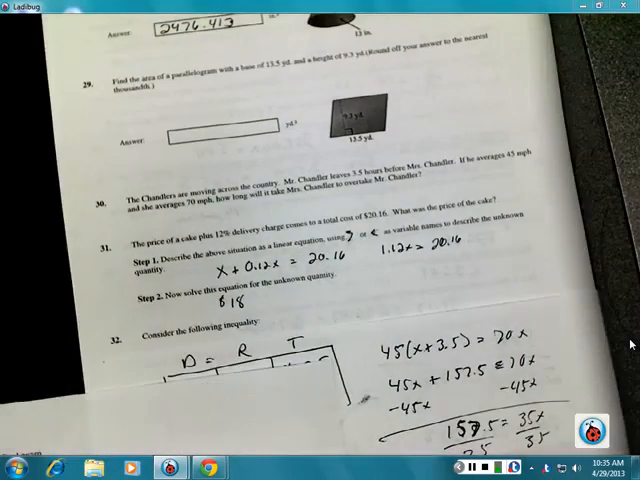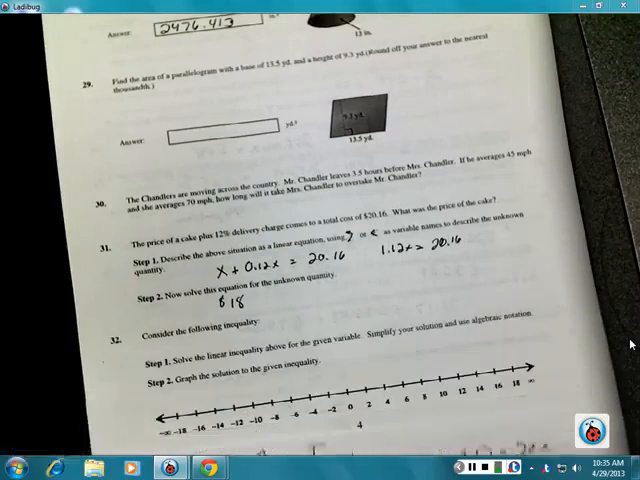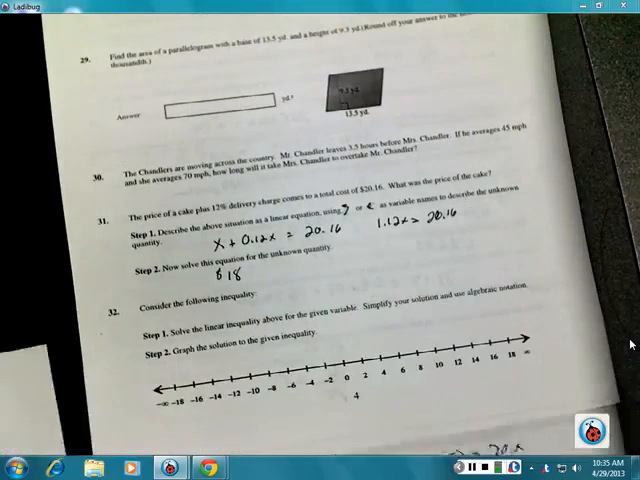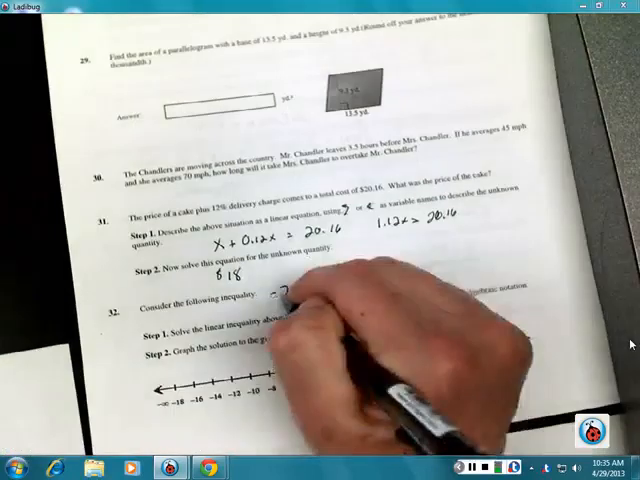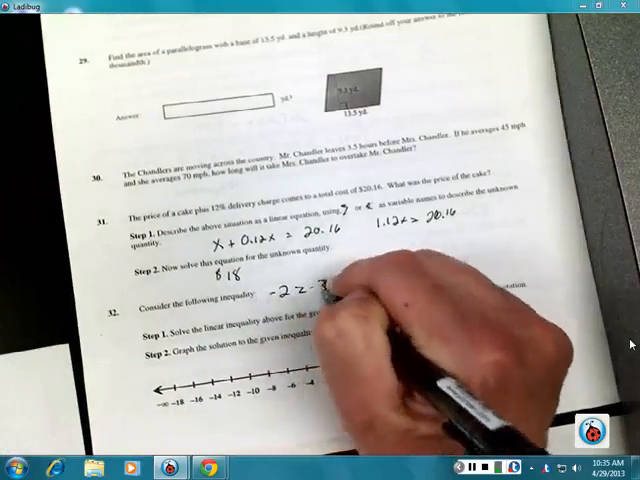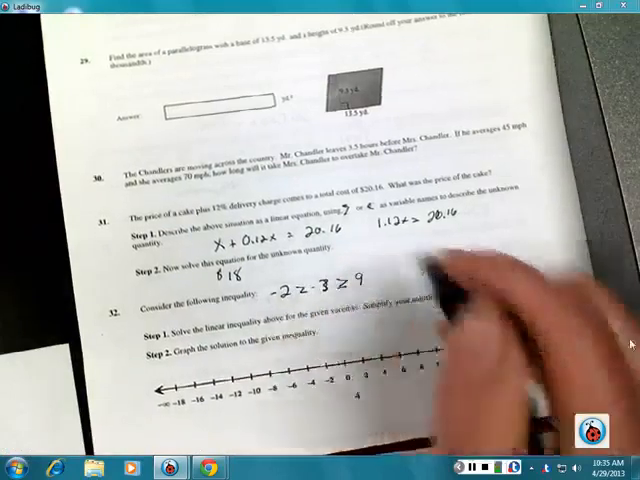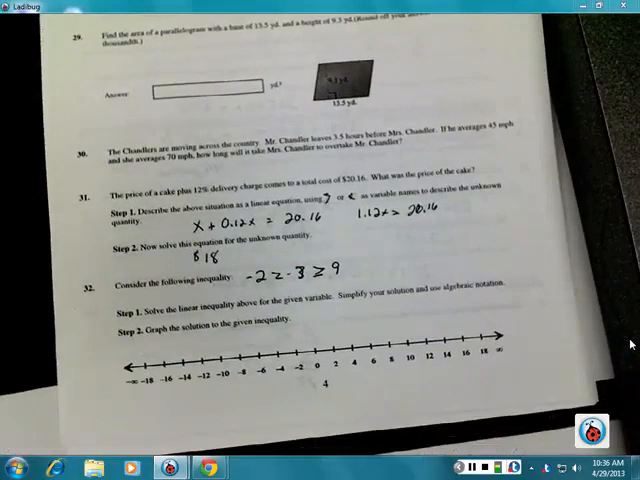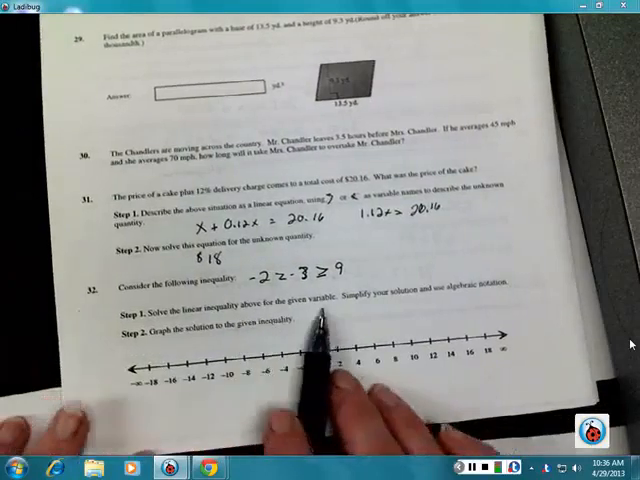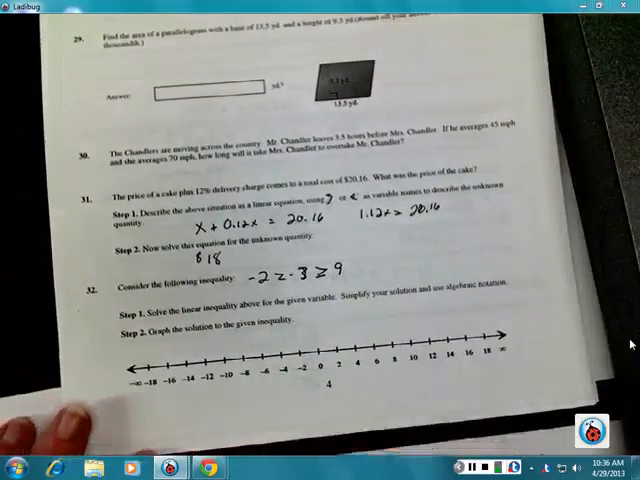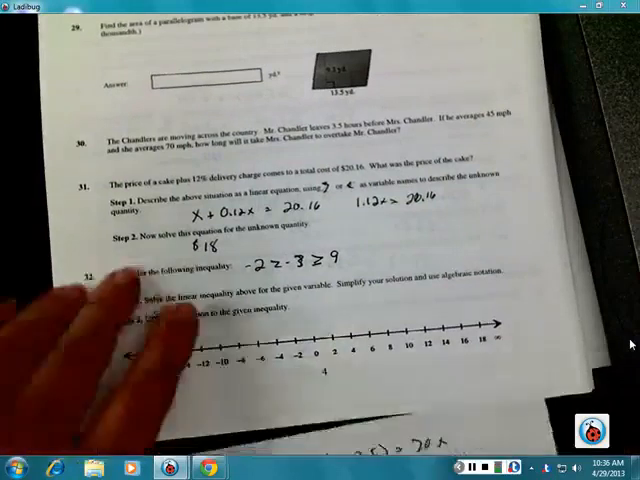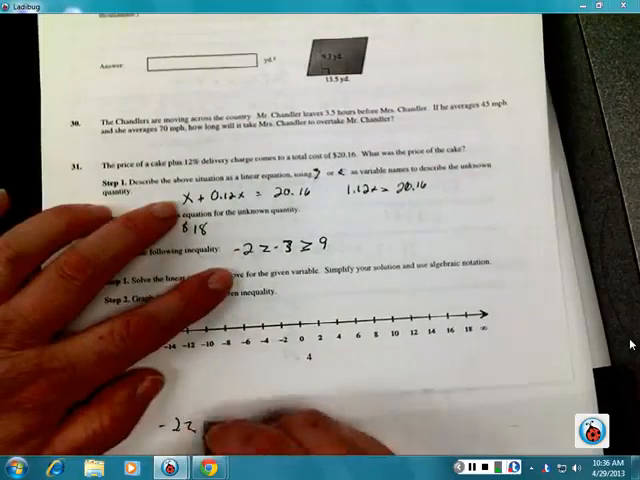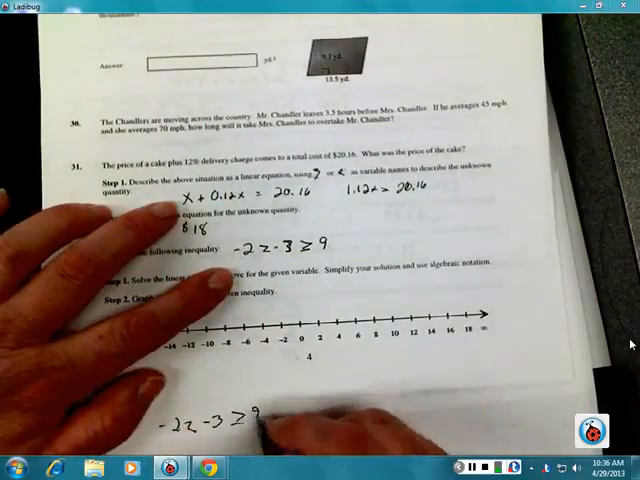So that sheet has got all the questions in here that go along with the written out words and stuff. So if we look at number 32, for instance, 32 was negative 2z minus 3 is less than or equal to 9. So how do I solve it? So solve the linear inequality above for the given variable. Simplify it. So I have negative 2z minus 3 is greater than or equal to 9. Yep, add 3.